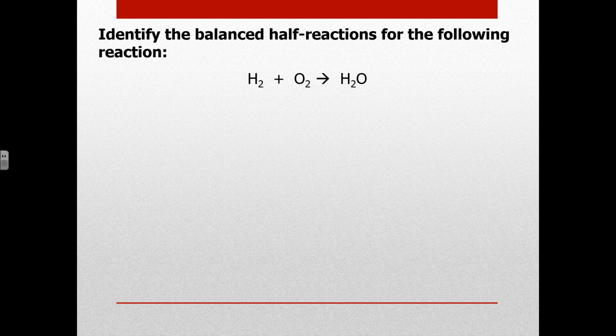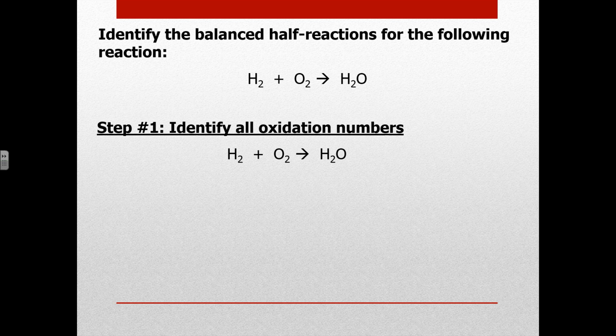Now, identifying and balancing half reactions in something like this can sometimes prove to be a little bit more difficult. So first, we want to identify the charges. In order to identify the charges here, if an element is by itself, it's 0. If it's in a compound, we have to figure it out. Hydrogen's +1, oxygen is -2.